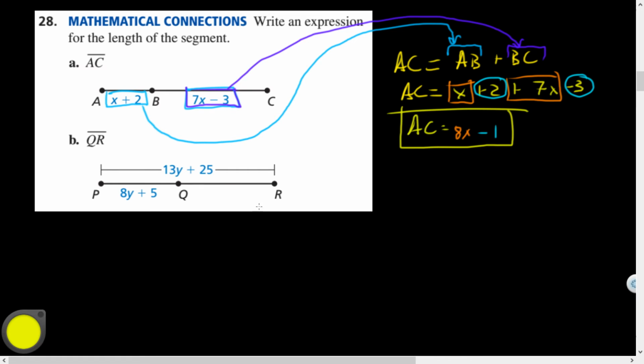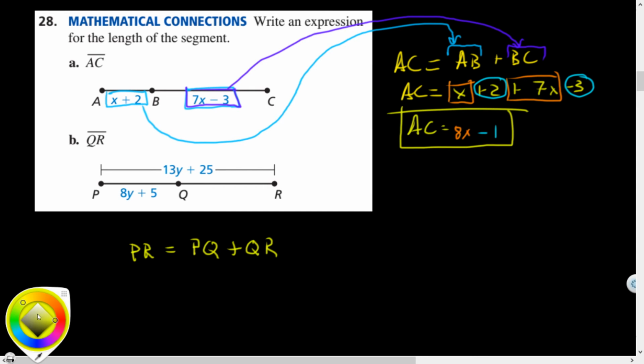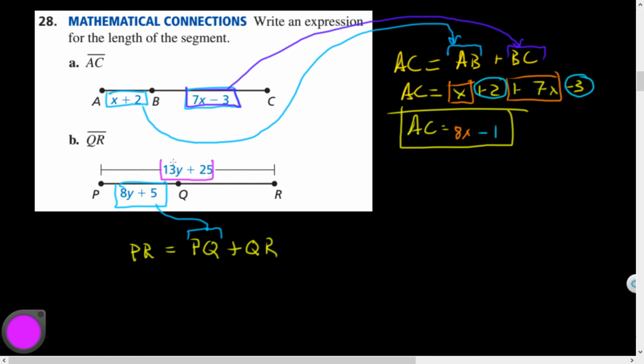All right, part B. This one's more interesting. QR is not the big length, so let's rewrite this using the segment addition postulate. So PR would equal PQ plus QR. Now I'm going to plug in. Here is PQ, so I'll plug that in right there. And this length is the entire segment, that's PR, so I'll plug that in right here. And I do not yet know QR.